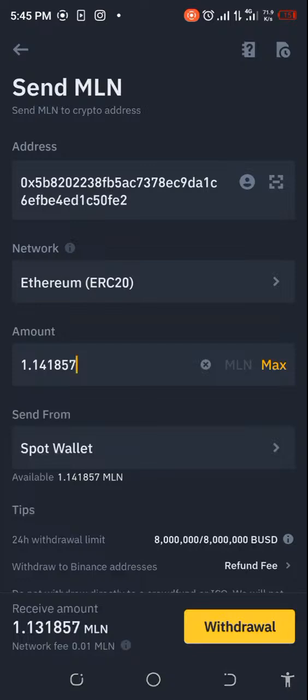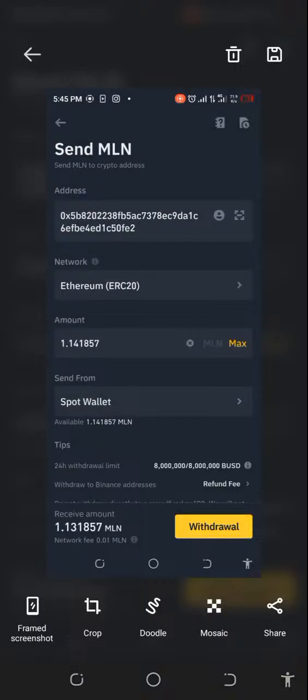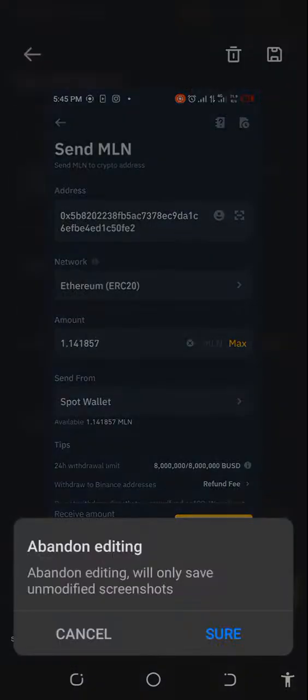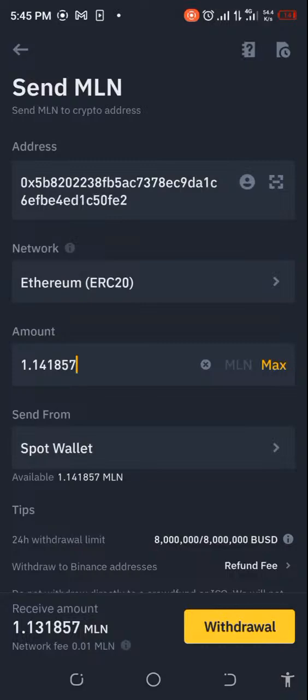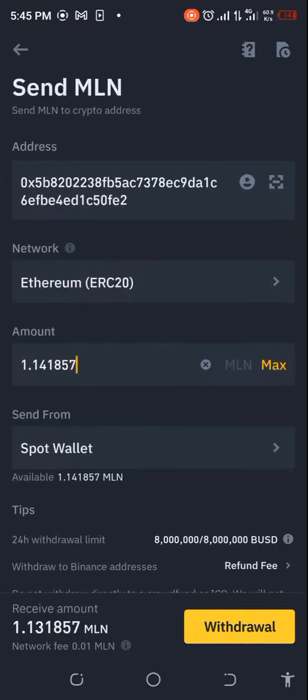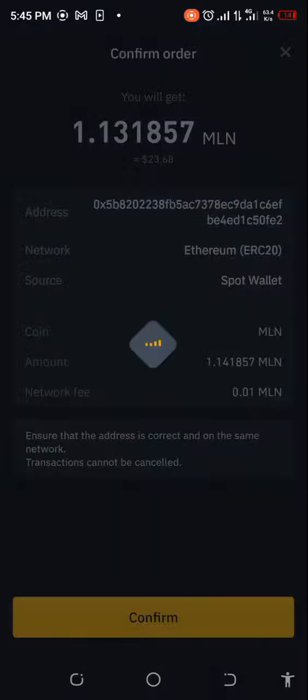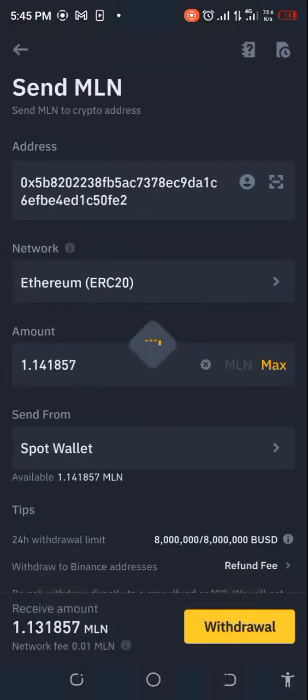So let's go ahead. I'll just take a screenshot. We're going to receive 1.13. As you can see here, we're going to receive 1.13. That is fine. It was 1.14, but they've taken out 0.01. So that's fine. Let's go ahead and click on withdrawal. I'm going to do all my verifications right now, and then I will be back to give you all the results. Okay, so let's see what's happening here.